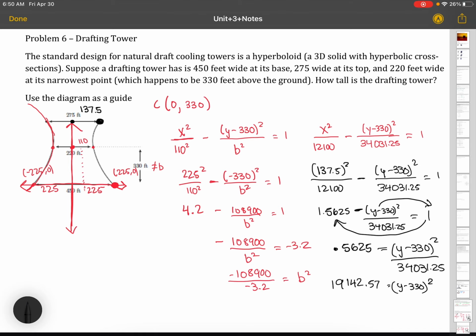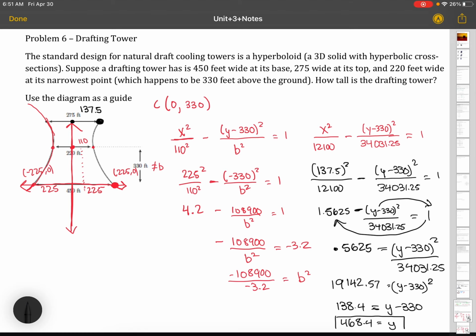19,142.57 to the 0.5, I get 138.4. So 138.4 is equal to y minus 330. And so then you add 330 to both sides and you get 468.4 is equal to y. So the tower is 468.4 feet tall.